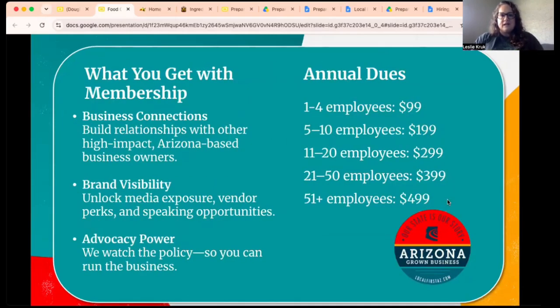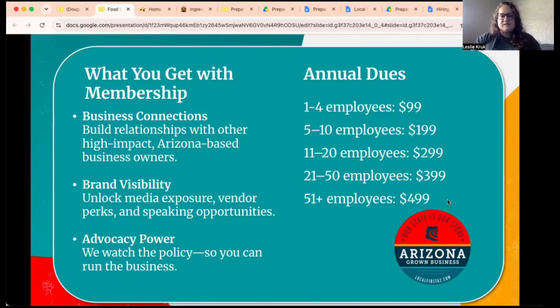If you're interested in learning how you can join Local First, we do have a different scheme for membership prices, starting at $99 for a year up to $499, depending on the number of employees you have. There are lots of business connections to be made. We host monthly mixers and other events where we invite all of our Arizona-based business owners to join us. They're usually free events. They have some kind of food and refreshment, and it's a great opportunity to network with other like-minded Arizona-based business owners. There are also opportunities for more media exposure and perks with some of our special events.